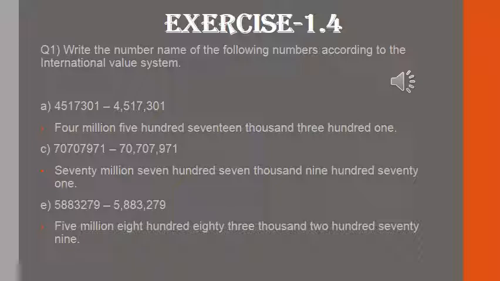Same you can see the C part. I have put commas first before 9, then before 7, and 70 will be as it is. So the number name will become 70 millions, 707,971. That's how we have to write down this number name. Same you can see the next one, that is the number is 5,883,000, then 279. That's how we have to write down the number name of these particular numbers.